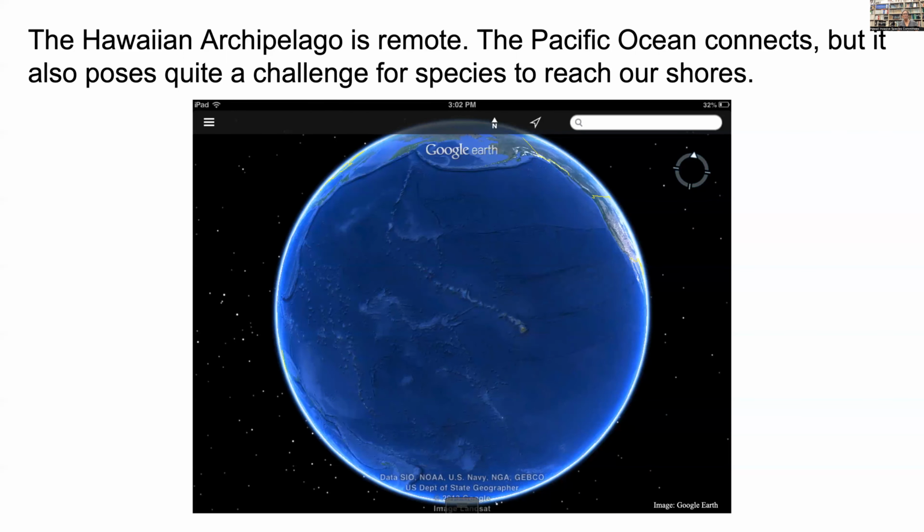All right, so getting into natural history, Hawaii, the archipelago, is very remote, and the Pacific Ocean, from an islander's perspective, connects us. From a non-human species perspective, though, it's quite a challenge. It forms a barrier to getting to islands. And so you can see it in both ways. From a natural history perspective, it took a lot of work for species to arrive here, successfully colonize and build populations. For those folks that are not familiar, we are here, you're here.